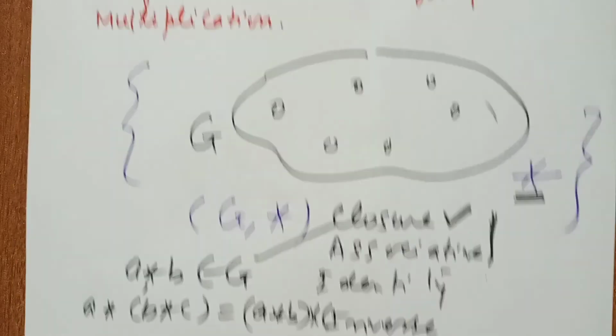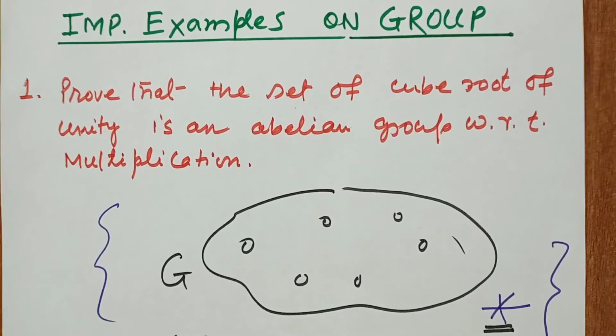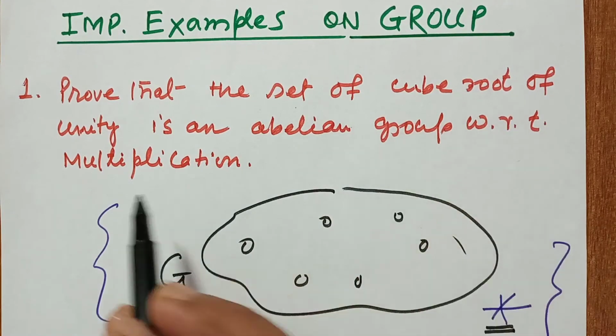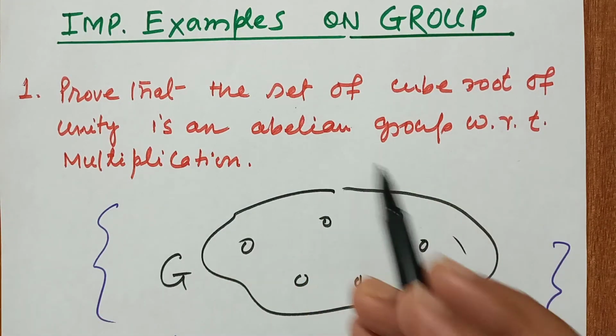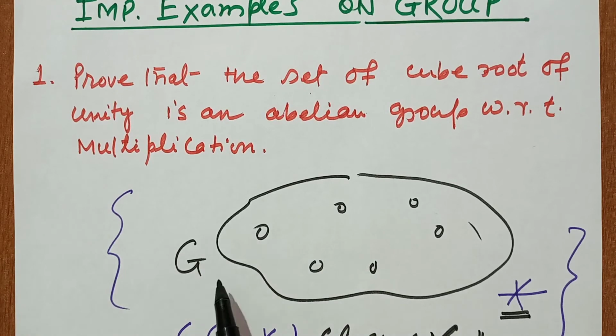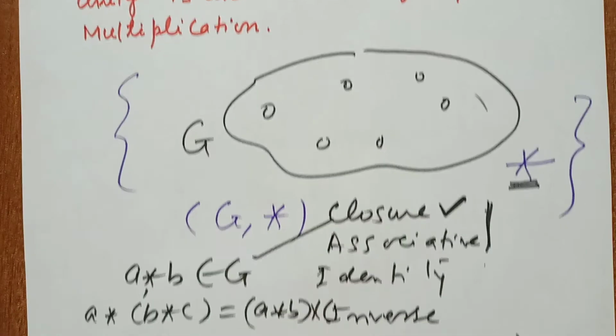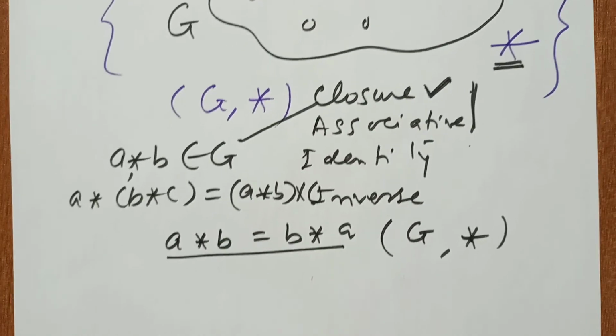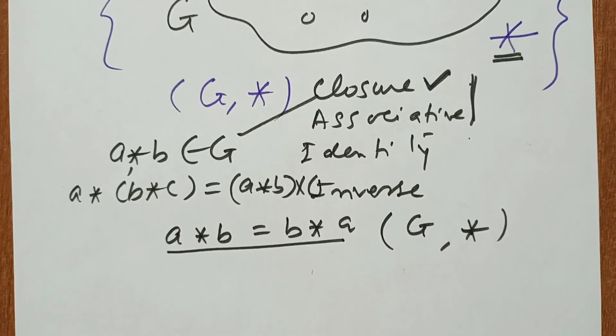So in the present question, we need to show that the cube roots of unity form an abelian group. Do you remember what an abelian group is? A set with five properties. So now we need to show that the cube roots of unity form an abelian group. This is a very important question, so first we take the proof of this important question.